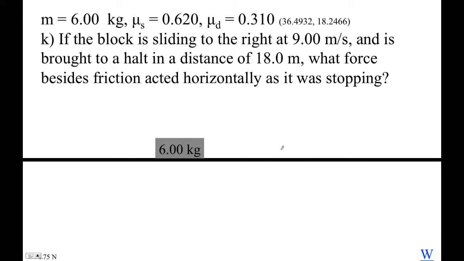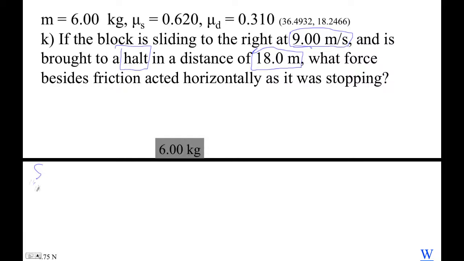Okay, so let's see. The block is sliding to the right at this speed. It's brought to a halt. I think we got three things here, right? We got that, we got that, we got this. Okay, so we can do the SUVAT first for this. So let's do that. This is a SUVAT, then F equals MA problem, right?